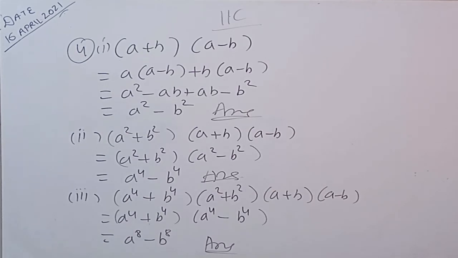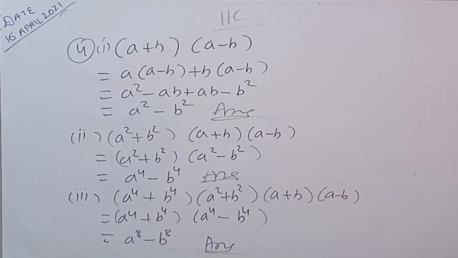Now second, a square plus b square, a plus b, a minus b. In the first part we get a plus b, a minus b, a square minus b square. Again a square plus b square, a square minus b square, we will get a to the power 4 minus b to the power 4. Because the power will double: a square, the whole square, that will be a to the power 4, b square, the whole square, that will be b to the power 4.